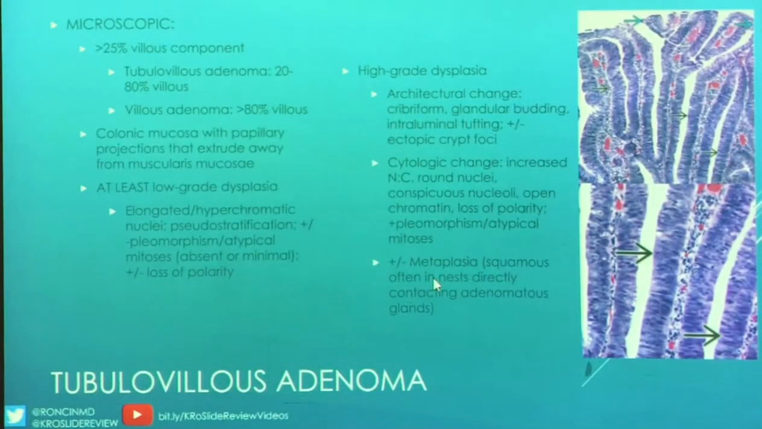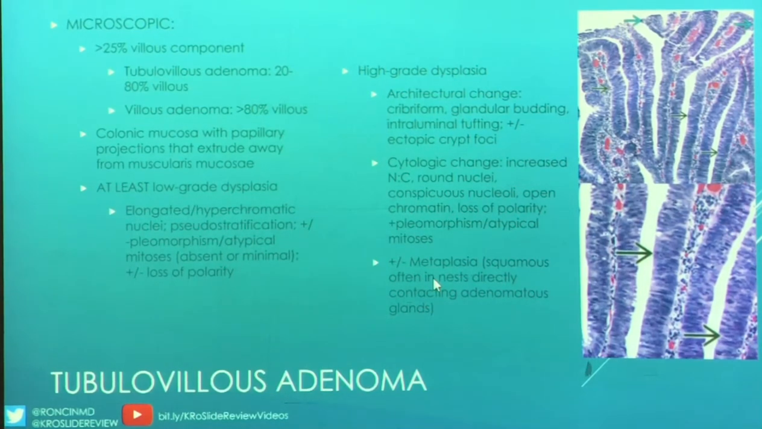Okay, so whereas our TA had less than 25% villous component, this must have more than 25% villous component. And there's a differential between tubulovillous and villous adenoma. But again, you're probably going to see more tubulovillous adenomas than villous adenomas. That really doesn't change things between them. You will have these very elongated papillary projections, and papillary projection means that you have a fibrovascular core, so there should be vessels in there. There should be some sort of connective tissue as well.